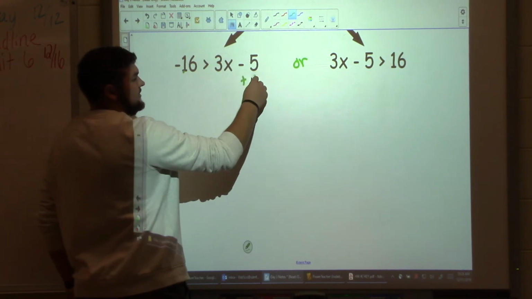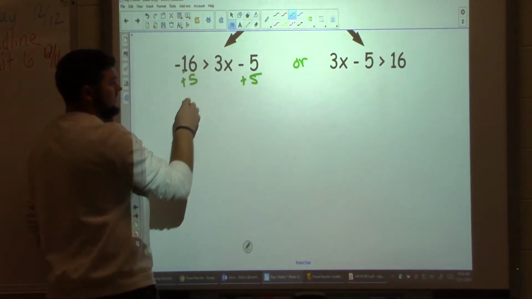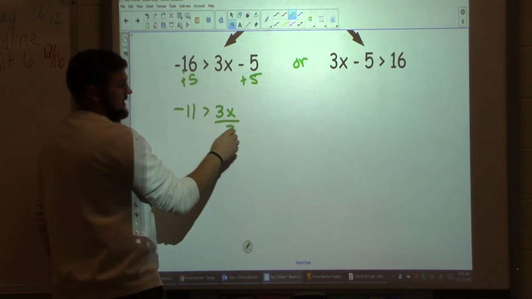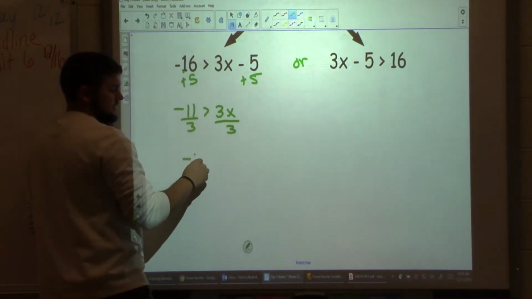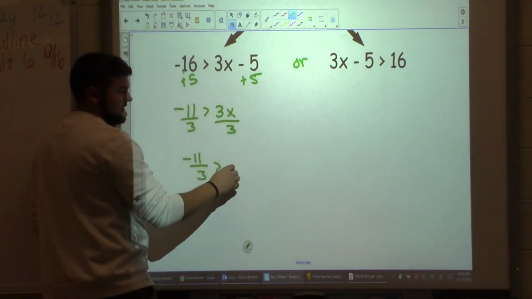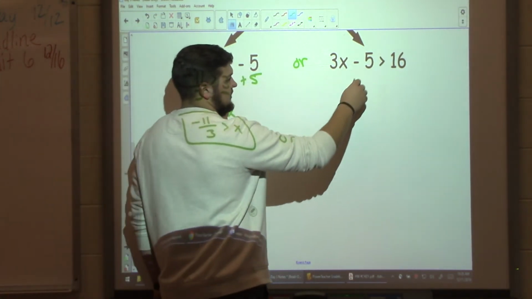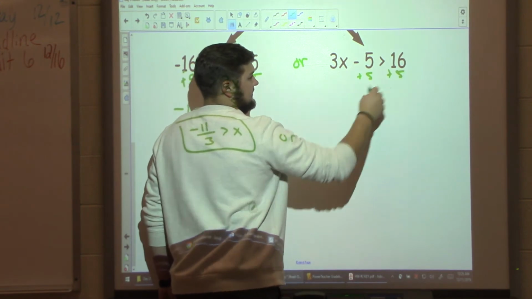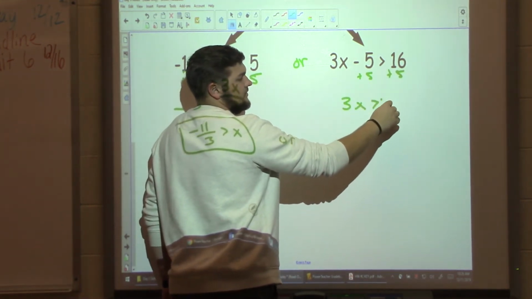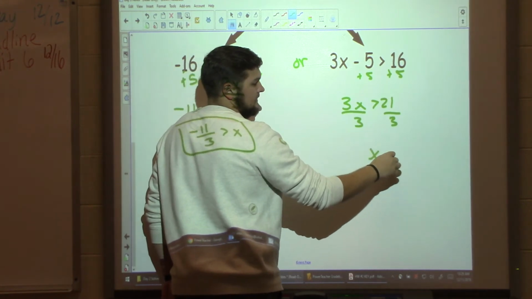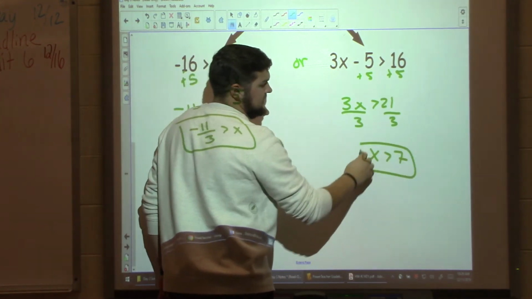I'm adding 5 to both sides. I get -11 is greater than 3x. And I divide by 3. -11 thirds is greater than x. Or, add 5. 3x is greater than 21. Divide by 3. X is greater than 7.